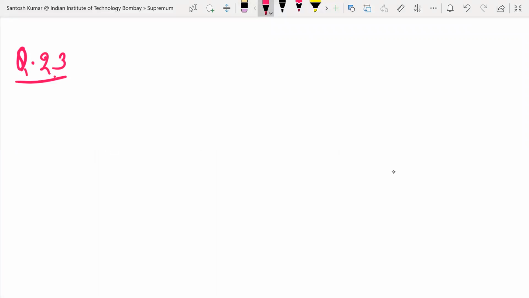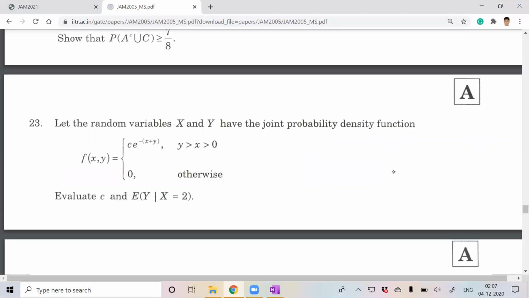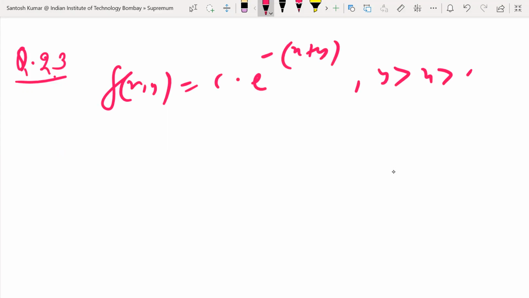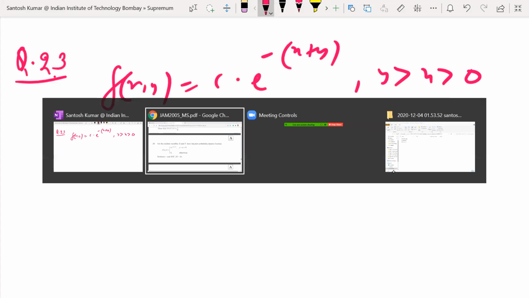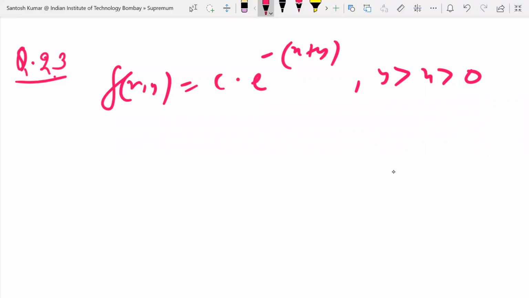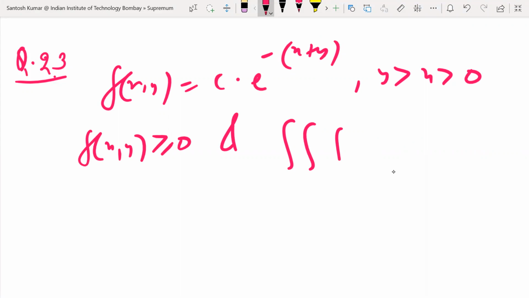So I'm on question 23. f(x,y) is c e^(-(x+y)) when y > x > 0, and 0 otherwise. To find c, we use the definition of a joint PDF: f(x,y) is greater than or equal to 0, and the double integral of f(x,y) dx dy equals 1.